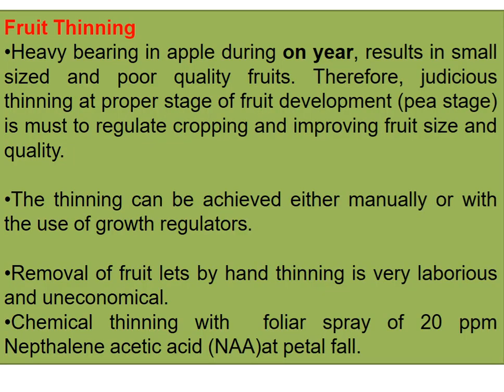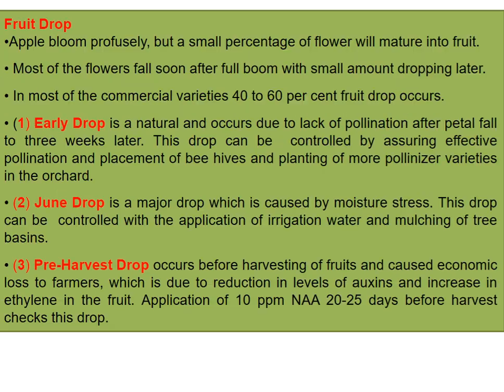Fruit thinning. Heavy bearing in apple during the on year results in small sized and poor quality fruits. Therefore, judicious thinning at the proper stage of fruit development is a must to regulate the cropping and improve the fruit size and quality. The thinning can be achieved either manually or with the use of growth regulators. Removal of the fruitlets by hand thinning is very laborious and uneconomical. Chemical thinning with foliar spray of 20 ppm naphthalene acetic acid at the petal fall stage.